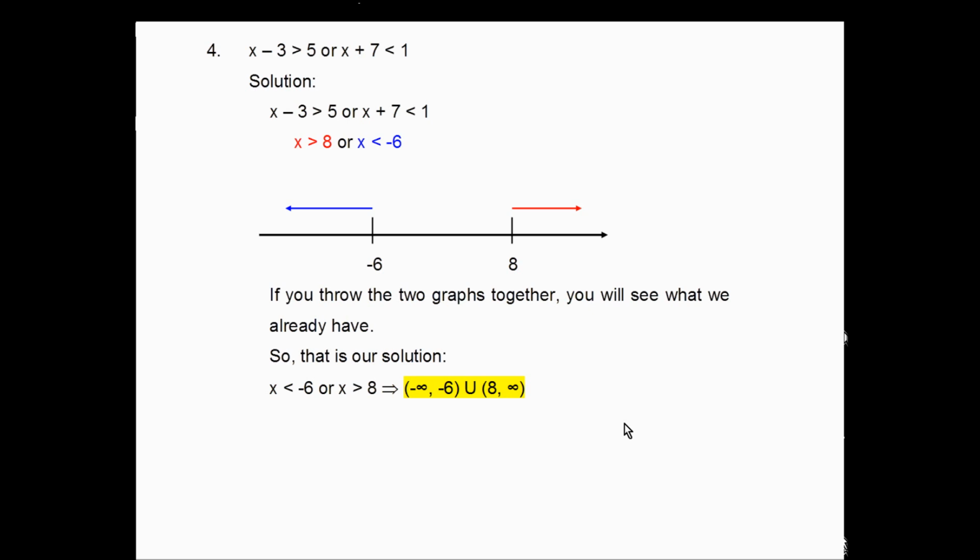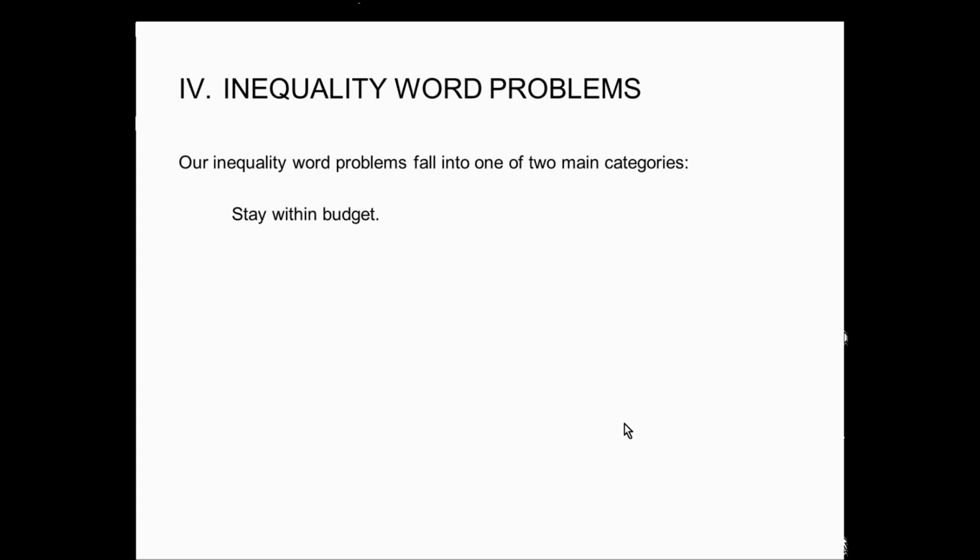Okay, let's look at some inequality word problems. Our inequality word problems fall into one of two main categories. The first one, stay within budget. It's kind of like you cannot spend too much money, or you can't go over your minutes on a cell phone plan. And the other possibility is plan A versus plan B. You'll actually see plan A, plan B sometimes specifically written out.